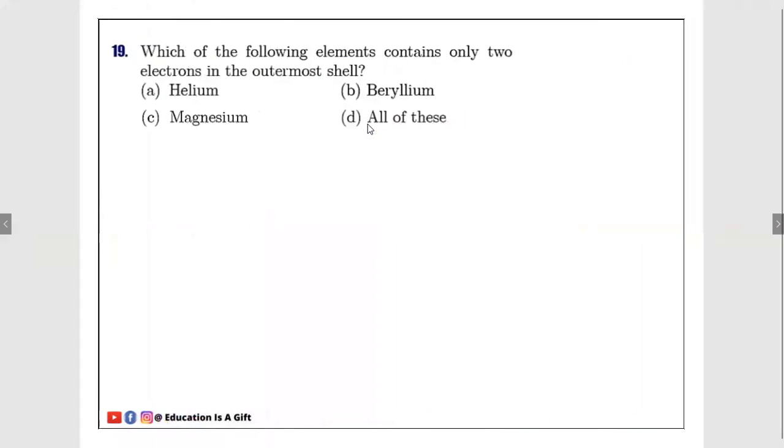Next, which of the following elements contain only 2 electrons in the outermost shell? So 2 electrons. Let us try to write the electronic configuration. For helium, it is 2, and we can write it as 1s2. Number of electrons 2. Beryllium atomic number is 4. It is 1s2, 2s2. So 2 comma 2.